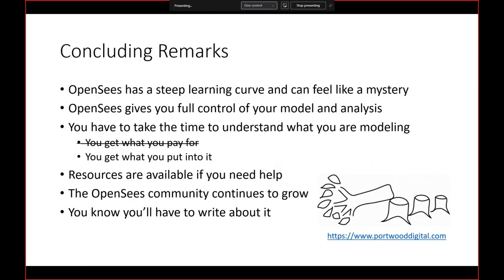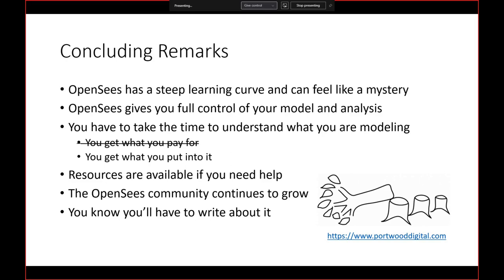Okay. So to wrap things up, as you've seen, known, experienced, overcome, there's a very steep learning curve to OpenSees, and at times it can feel like a mystery. But you do have full control of your model and analysis, which is a good thing. But you have to take the time to understand what you're modeling. So it's not really that you get what you pay for; you get out of it what you put into it.